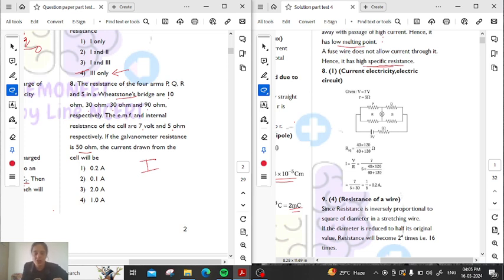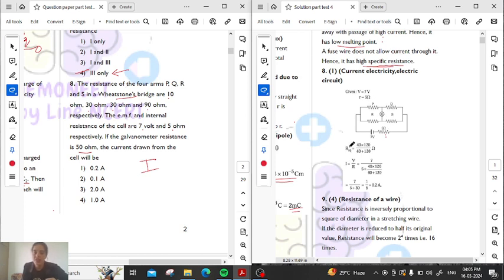Again, first we draw the diagram. You can see we have applied PQRS as a 4 resistance and 7 volts, and this is our EMF, and 5 ohms is our internal resistance, and the galvanometer is also attached, which gives 50 ohms resistance. Okay, so V is given as 7, R is given as 5.